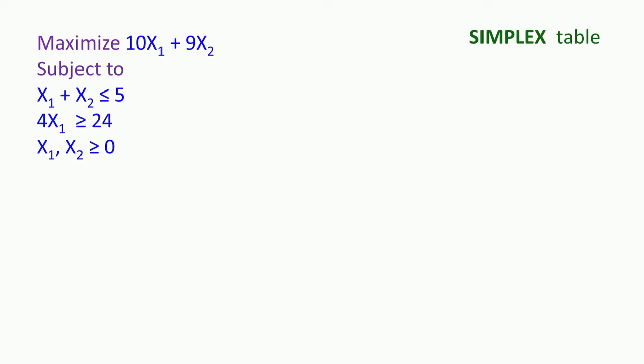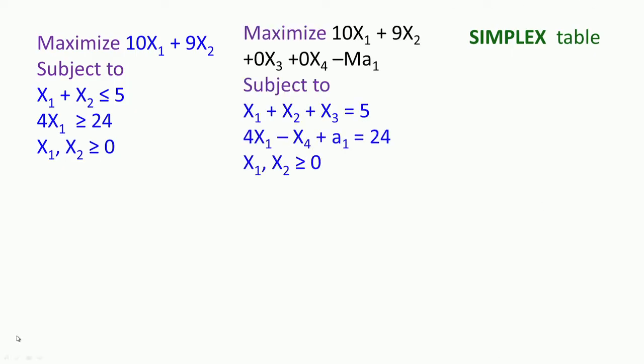So, as usual, we convert these inequalities to equations by adding slack variables. Now, x1 plus x2 less than or equal to 5 is converted to an equation by adding a positive slack variable x3. So, plus x3 equal to 5, x3 greater than or equal to 0. Now, 4x1 greater than or equal to 24 will involve a negative slack. So, 4x1 minus x4 is equal to 24 and x1, x2, x3, x4 greater than or equal to 0.